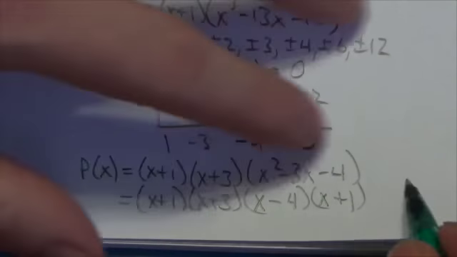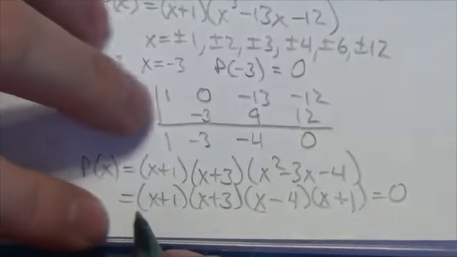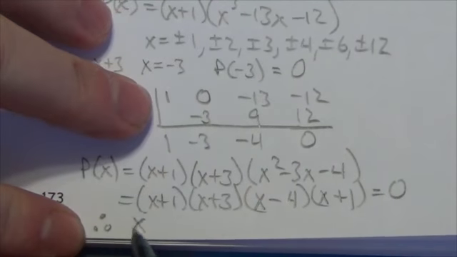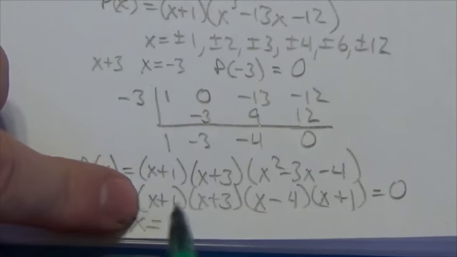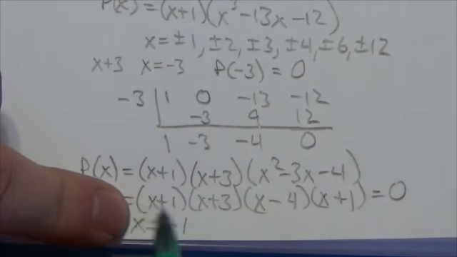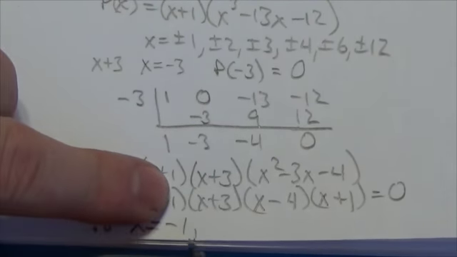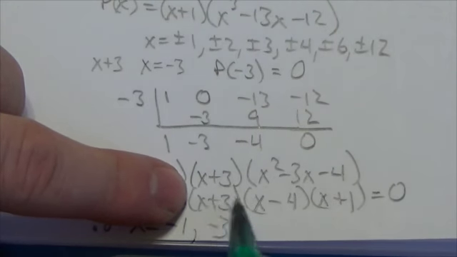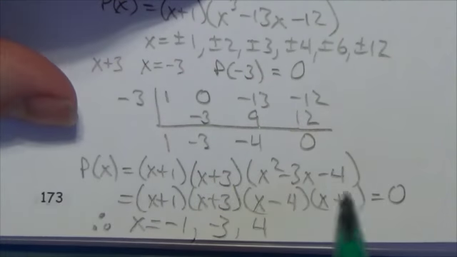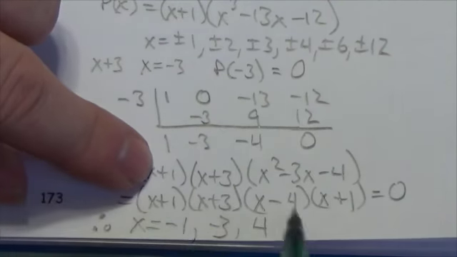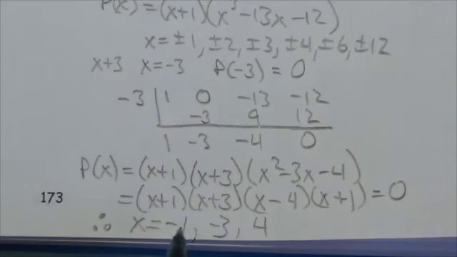Now think about this. If I let this now equal 0, then my possible zeros of this function are going to be negative 1, which will make this factor equal to 0. Negative 3 will make this factor equal to 0. Positive 4 will make this factor equal to 0. And I've already dealt with the x plus 1 factor because it shows up twice here. So right there, those are my 3 zeros of this polynomial: negative 1, negative 3, and 4.